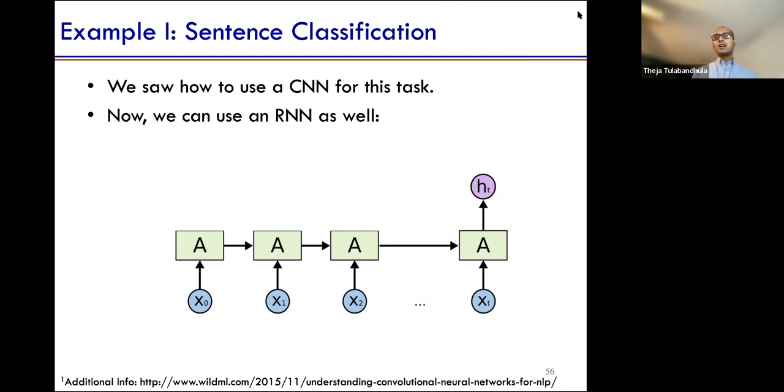We saw how to use a CNN for this task when we were talking about embeddings, in the slide deck which had word embeddings. So how do we use an RNN in this situation?